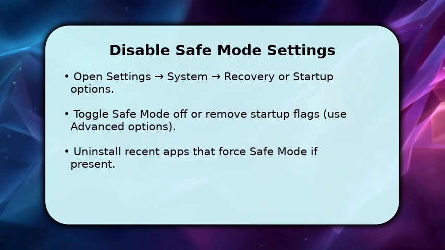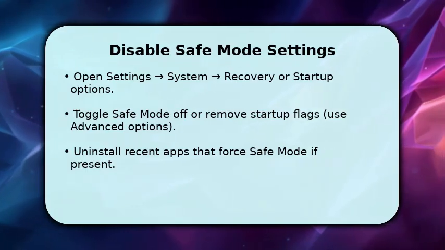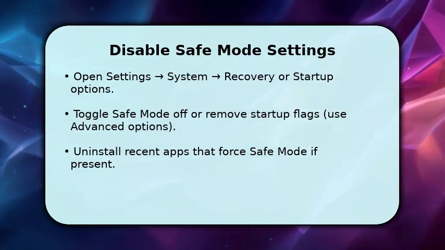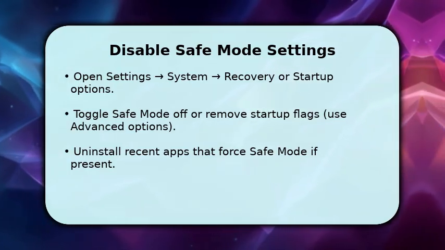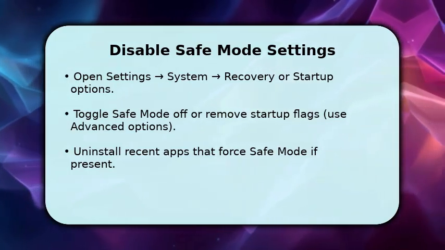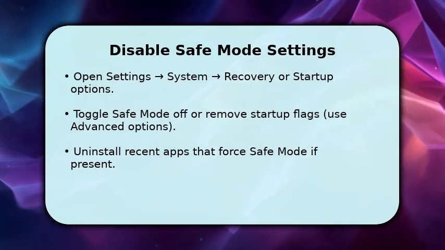You now navigate to Settings and find System or Recovery. This is where Startup Options and Safe Mode flags live. Once there, disable the Safe Mode toggle or clear the boot flag. Use Advanced Options if the toggle is hidden.